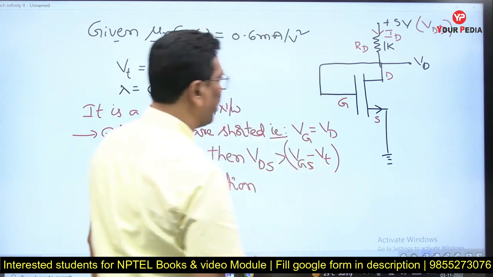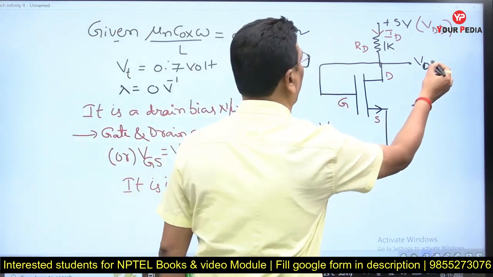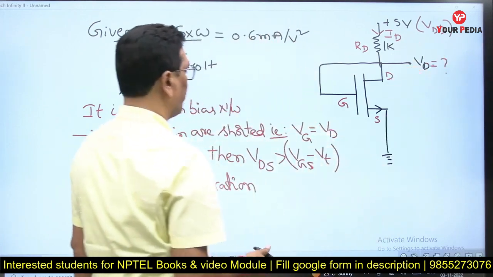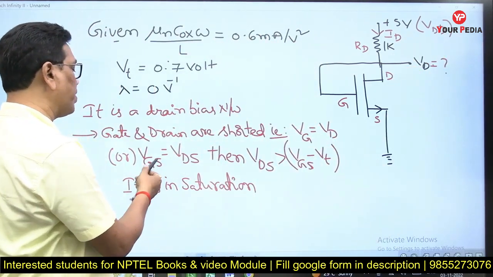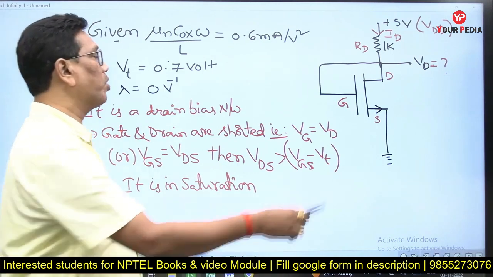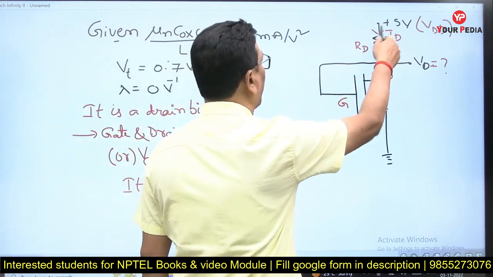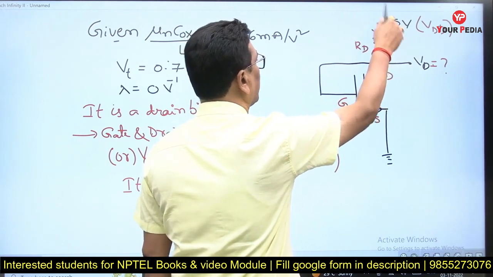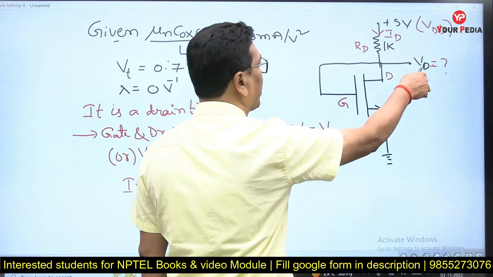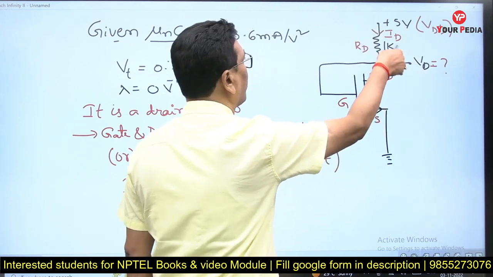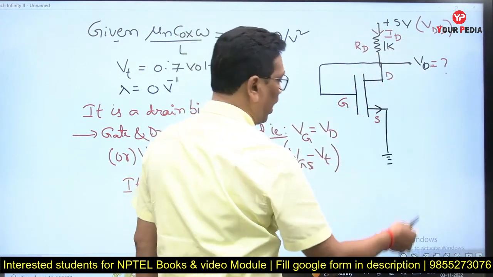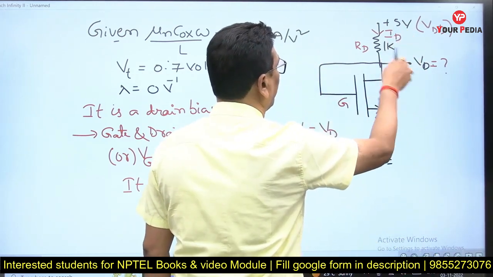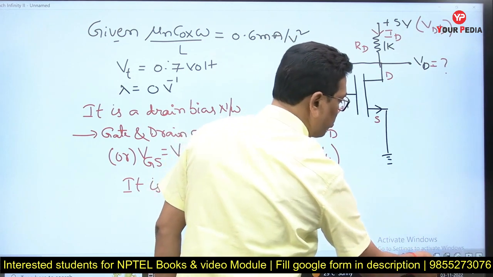Now my requirement is VDS. Here in this one, I need to calculate this drain voltage, VD. So VD is nothing but VG, nothing but VGS equal to VDS. And one more thing, just by using Ohm's law, ID equals this potential is 5, this potential is VD, so VDS by RD. RD equal to how much there? 1 kilo ohm. So from the circuit, ID equals 5 minus VD by RD, that is 1K.